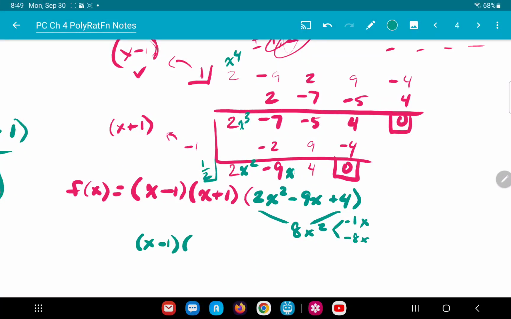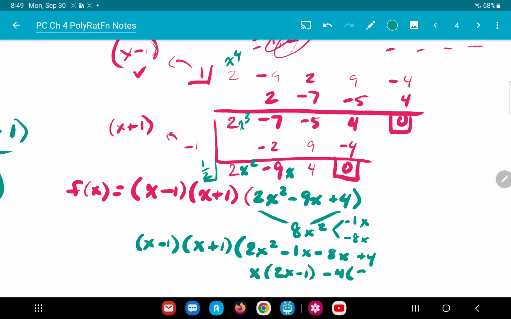So let's go ahead and write these down. x minus 1, x plus 1. And we're going to get this to be 2x squared, let me actually write it over here, 2x squared minus 1x minus 8x plus 4. And so if we factor by grouping, we'll get x out, and we're left with 2x minus 1. And we'll get negative 4 out, and we're left with 2x minus 1 yet again.